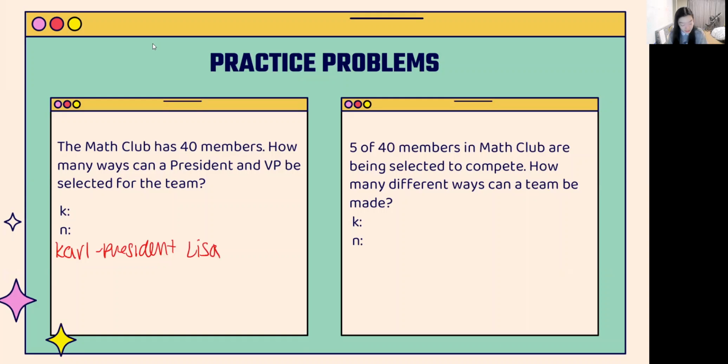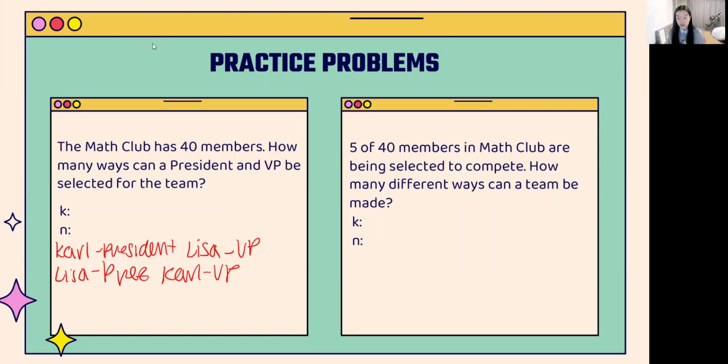And then the other person is Lisa, and she's VP. So if you switch the 2, where Lisa is president and then Carl is VP, that is a different combination for office in math club. So even though it's the same 2 people, you chose different people for the office position, or the position in office. So here the order does matter.